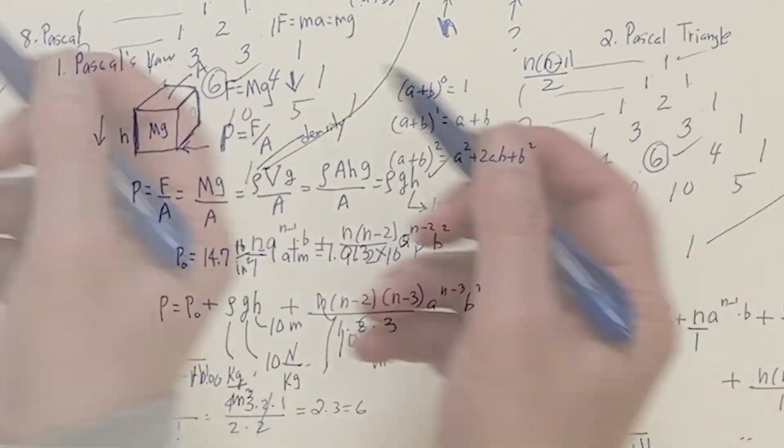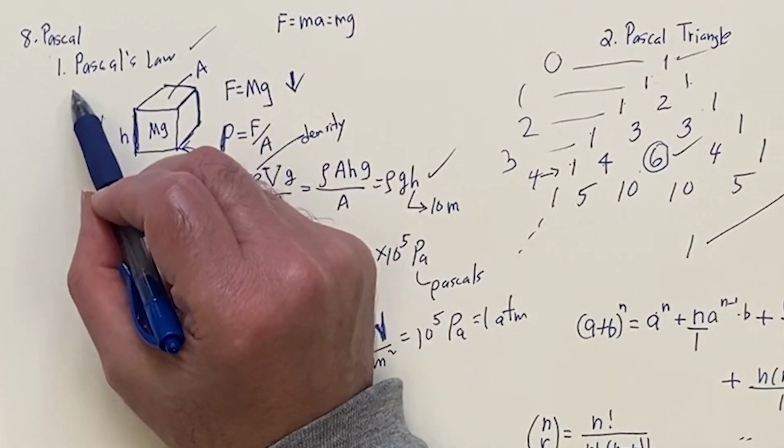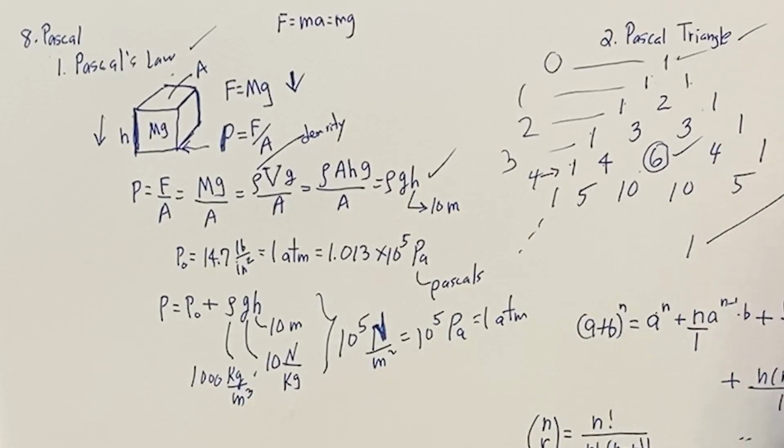Pascal, a very famous guy. Look at this. This is physics. He's known for physics. This is mathematics. He's known for mathematics. And he's known for philosophy. Very powerful philosopher.